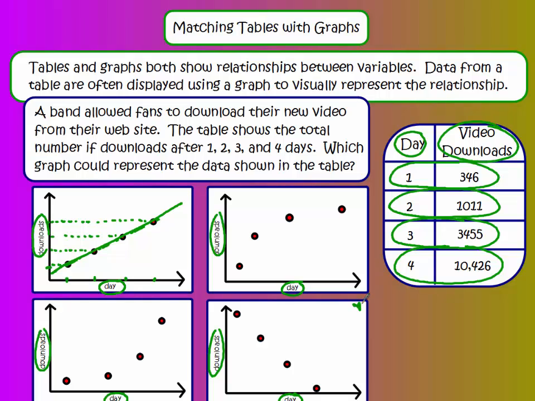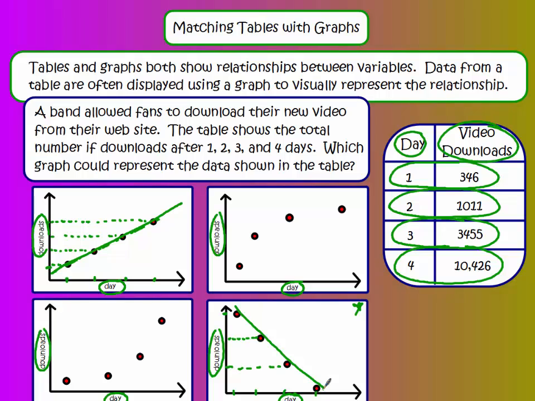Let's take a look at this bottom corner one down here. Okay, so at day 1, day 2, day 3, day 4. If day 1 was 346, well then at day 2, it looks like I have even less downloads, and at day 3 even less downloads than that. And that's not true according to our data. This is also linear, it's just linear going this way. But our data suggests that it's not decreasing. The amount of downloads is increasing. So we're going to have to take a look at these other 2 graphs. It's not this one.